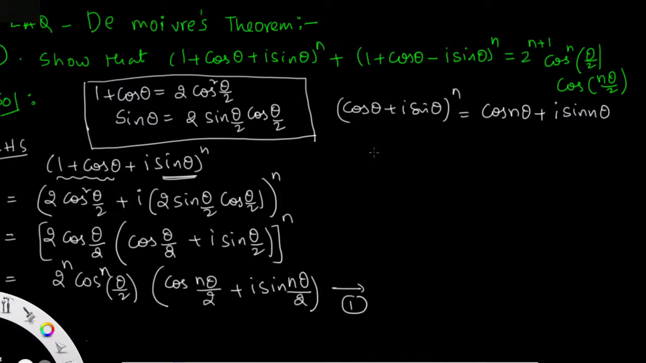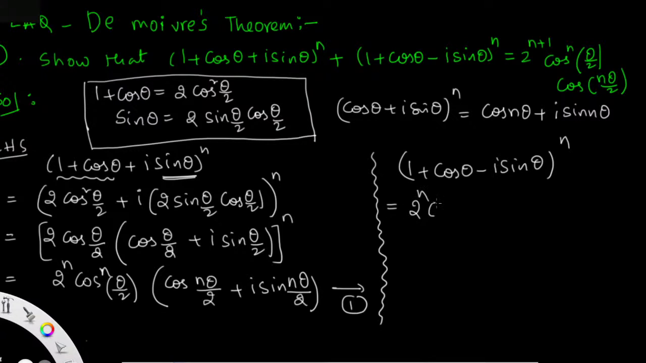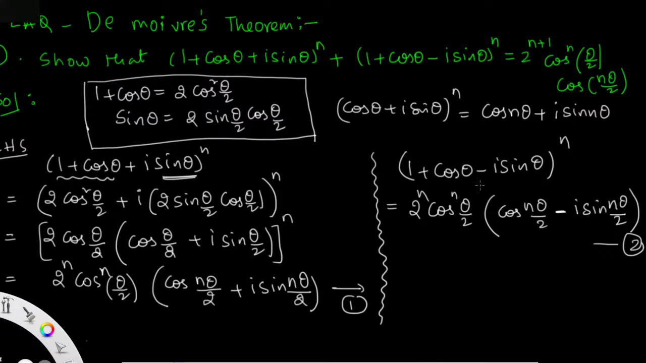In the same way we write 1 + cos theta - i sin theta. Just replace plus with minus. So 2^n cos^n(theta/2) into cos(n theta/2) - i sin(n theta/2). This is the second expression. Don't write it as it is, just replace plus with minus.